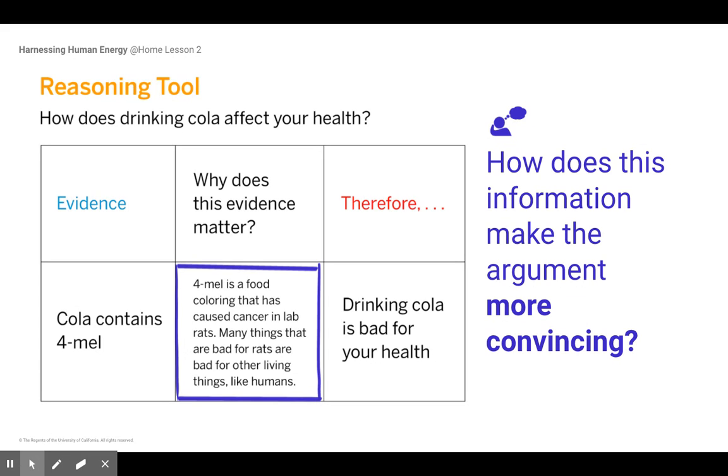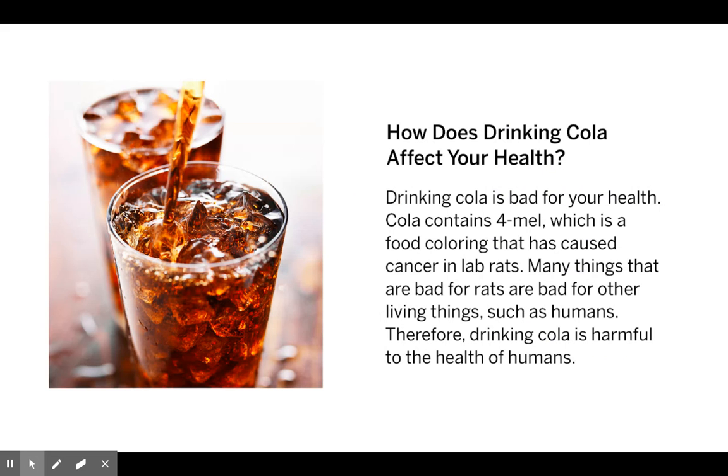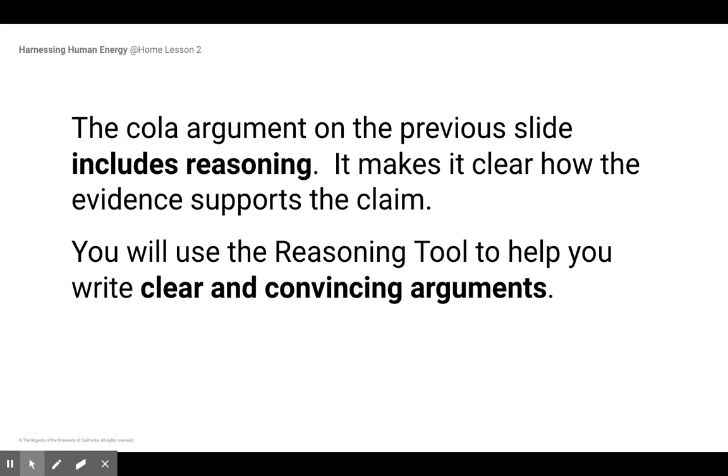So does this evidence make Coca-Cola containing Formel bad for your health? Yes, it absolutely does make it more convincing. So how does Coca-Cola affect your health? Coca-Cola is bad for your health. Cola contains Formel, which is a food coloring that has caused cancer in lab rats. Many things that are bad for rats are bad for other living things, such as humans. Therefore, drinking Coca-Cola is harmful to the health of humans. The cola argument in the previous slide includes reasoning, and it makes it clear how the evidence supports the claim.